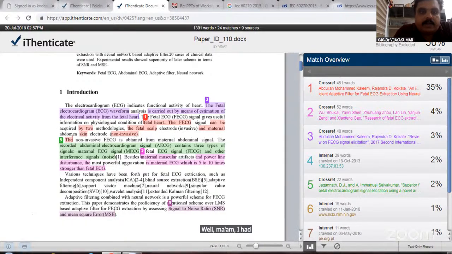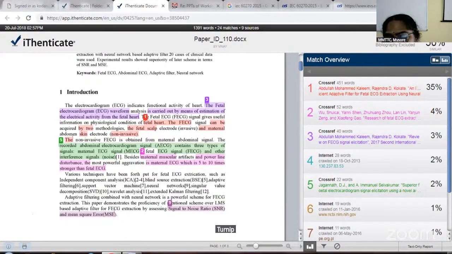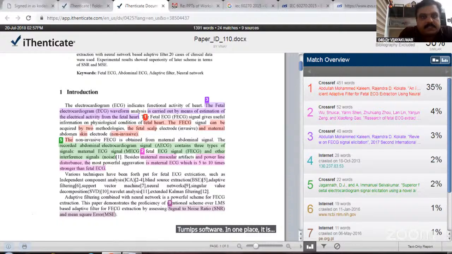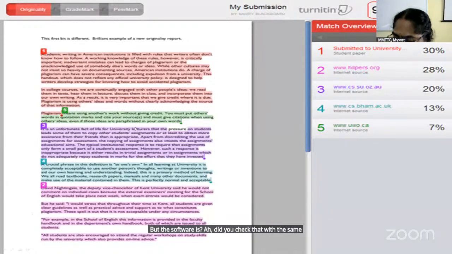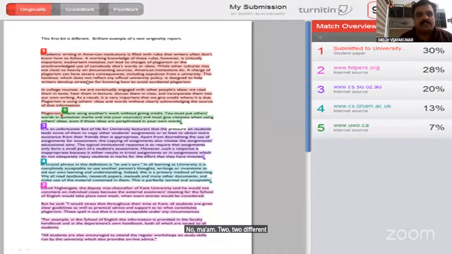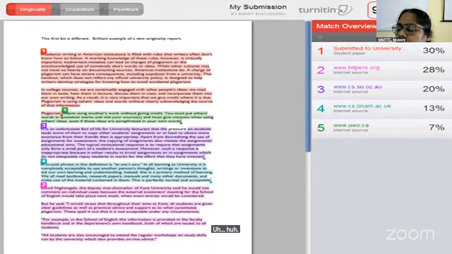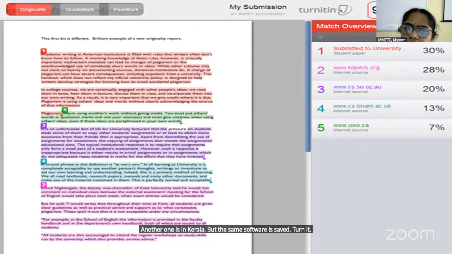Ma'am, I had one doubt regarding this, ma'am. I checked my one article in Turnitin software. In one place, it is 13%. But the same article I checked in another place, they said it is 17%. But the software is the same, Turnitin software. But did you check that with the same institution and same computer? Two different places. One is checked from Tamil Nadu, another one is in Kerala. But the software is the same, Turnitin. It cannot be like that.